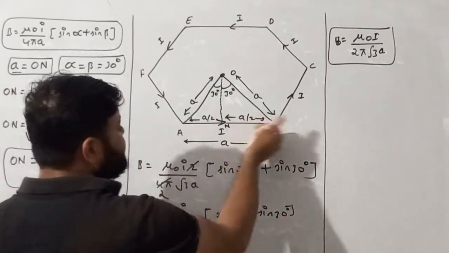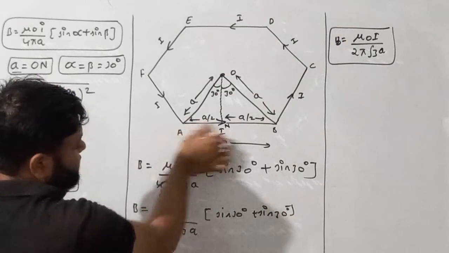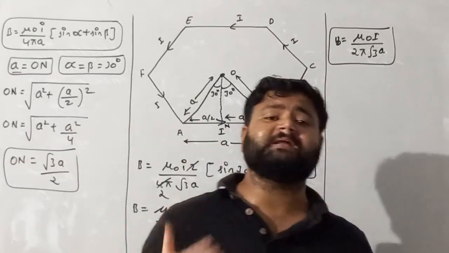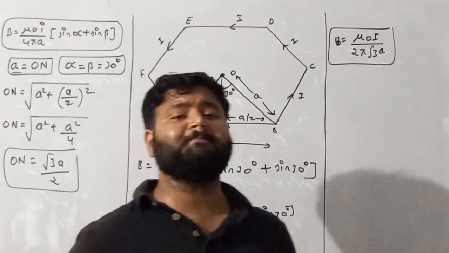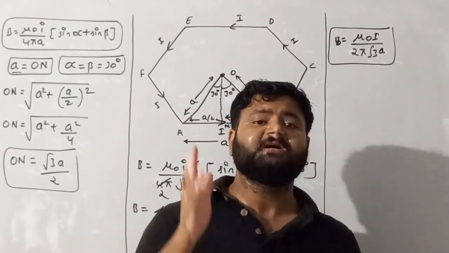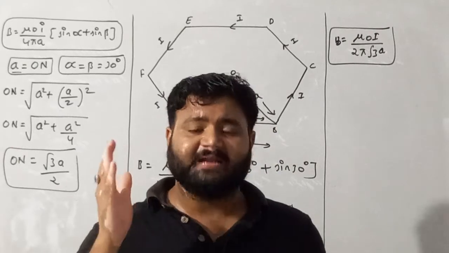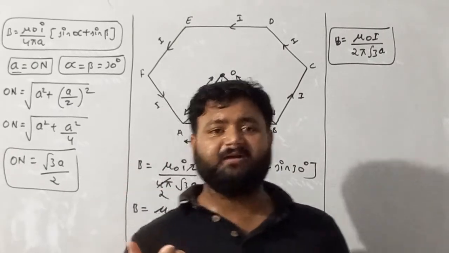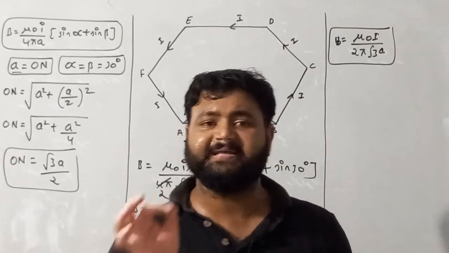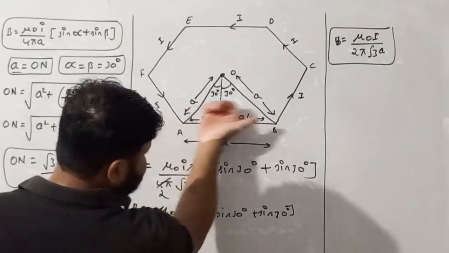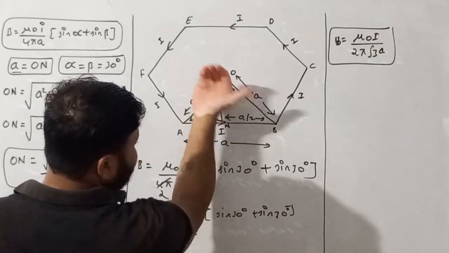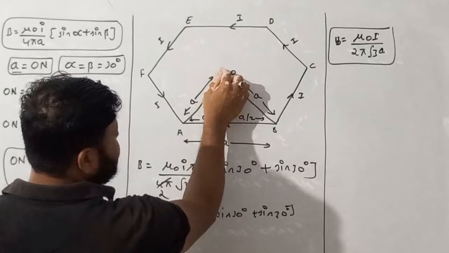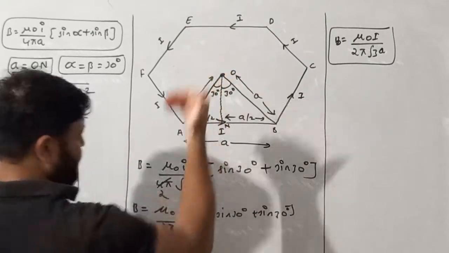Now check what is the direction of magnetic field due to this wire. We know that the direction of magnetic field due to a wire is given by the right hand thumb rule, in which we have to place our right hand thumb in the direction of current and curl the fingers. Curling of fingers gives the direction of magnetic field. So see, this is the direction of current, curling of fingers. So due to this AB wire, the direction of magnetic field at point O is outside.